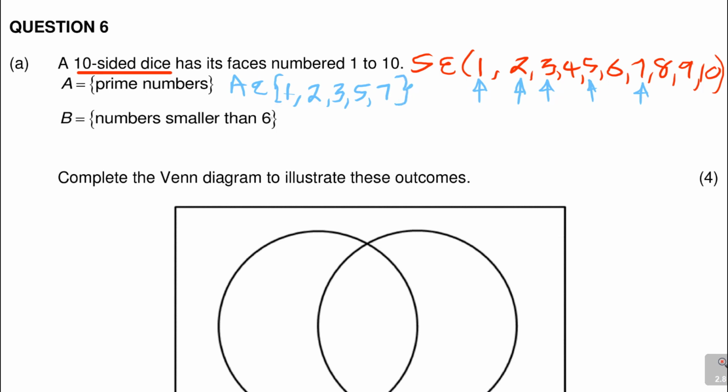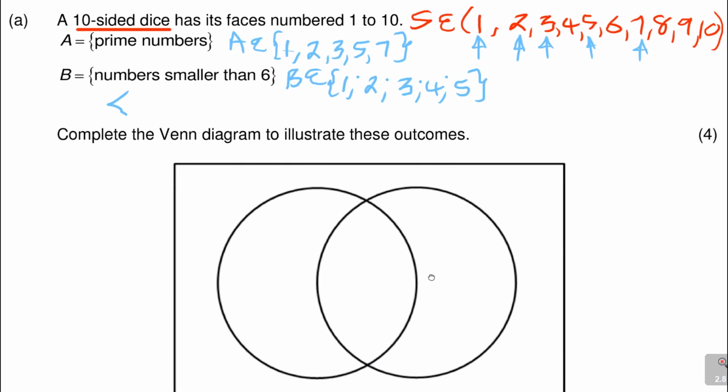And then B, what is B? They are telling us that B is a number smaller than, that is the sign, smaller. They didn't say equal to, smaller than 6. So any number that is less than 6 is 1, 2, 3, 4, and 5. Don't include 6, because it must be smaller or less. They didn't say smaller than or equal to 6. Alright, now we complete the Venn diagram.